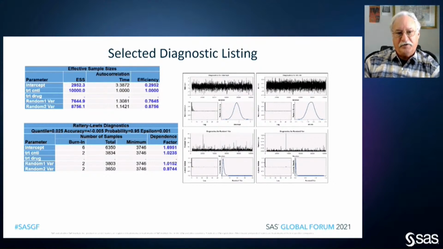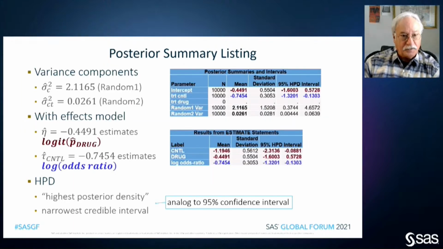Here are some suggested or selected diagnostics. So you'll see all the trace plots and the autocorrelation plots look like they ought to look. The effective sample sizes are now well into the thousands, and the efficiency is only 29% for the intercept, but the effective sample size is certainly adequate, and the trace plots and autocorrelation plots look okay. Raftery-Lewis, all the dependence factors are now less than 2. Most of them are quite close to 1. We could look at the other diagnostics. Trust me, they're okay as well.